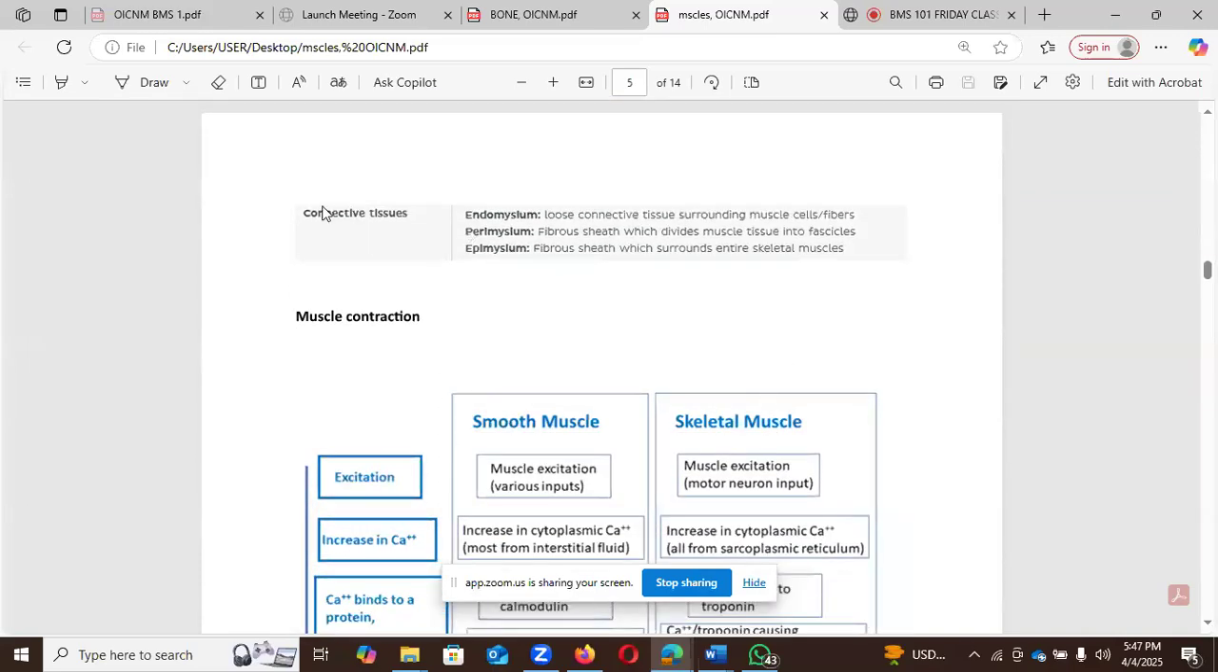Okay, so the connective tissues that cover the muscle are epimysium, perimysium, and endomysium. Epimysium is a fibrous sheet that surrounds the entire skeletal muscle, as I've shown you. Perimysium is a fibrous sheet that divides the muscle tissue into fascicles. Then endomysium is a loose connective tissue surrounding each fiber, as I've described to you.